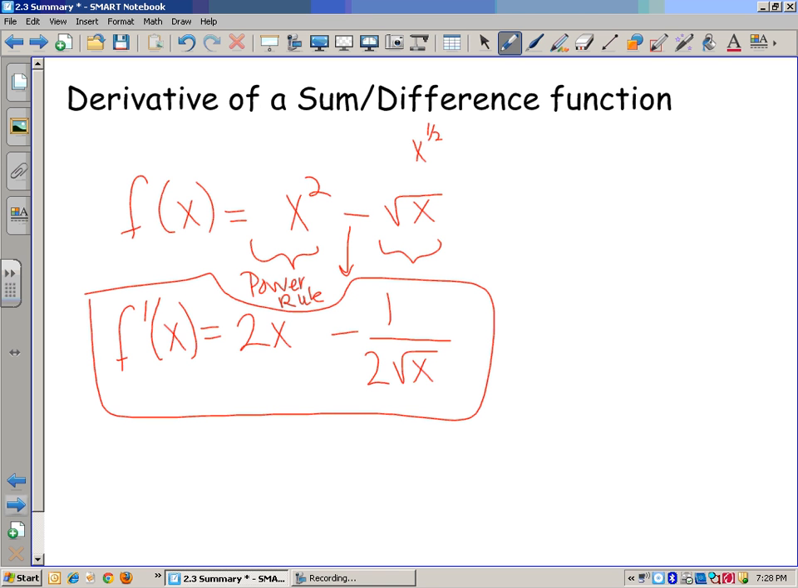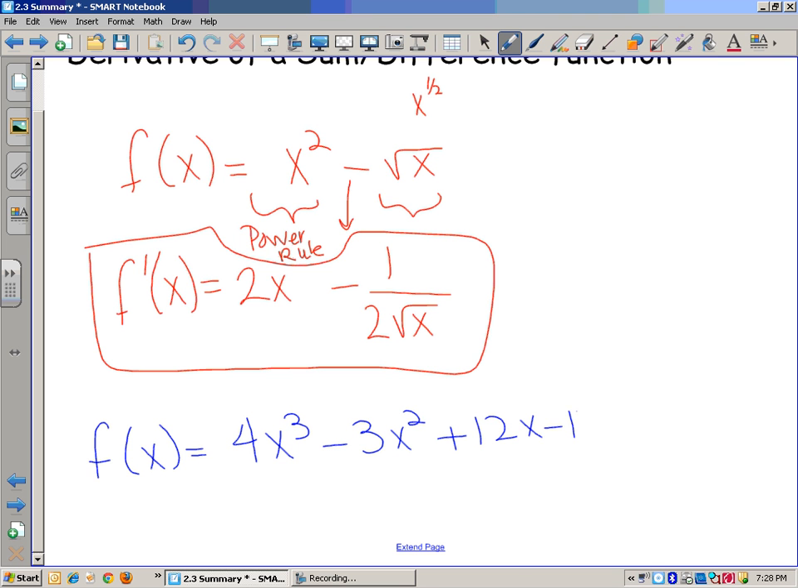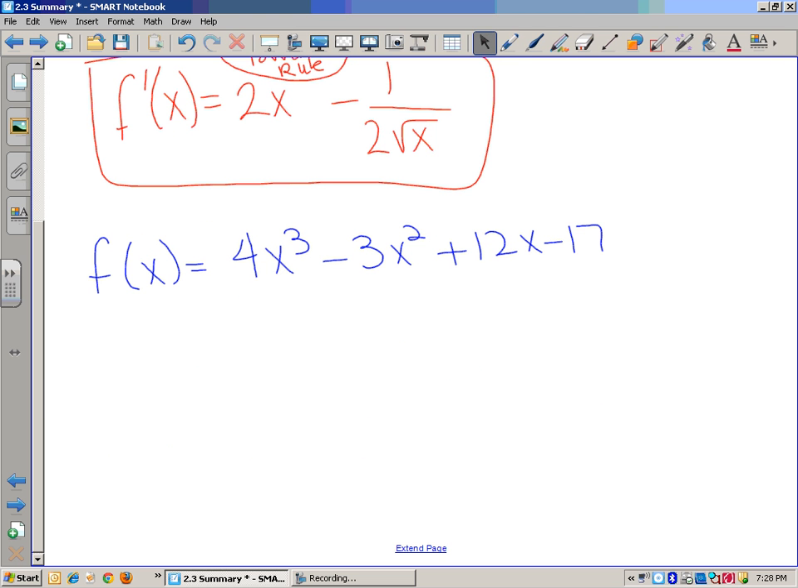So the power rule combined with the constant derivative and derivative of a constant times a function is now going to be what we use to do derivatives of polynomials. So now we can put two things together or more. So I could say, let's do a difficult one: 4x cubed minus 3x squared plus 12x minus 17. Okay, so I'm going to show you how these rules combine.